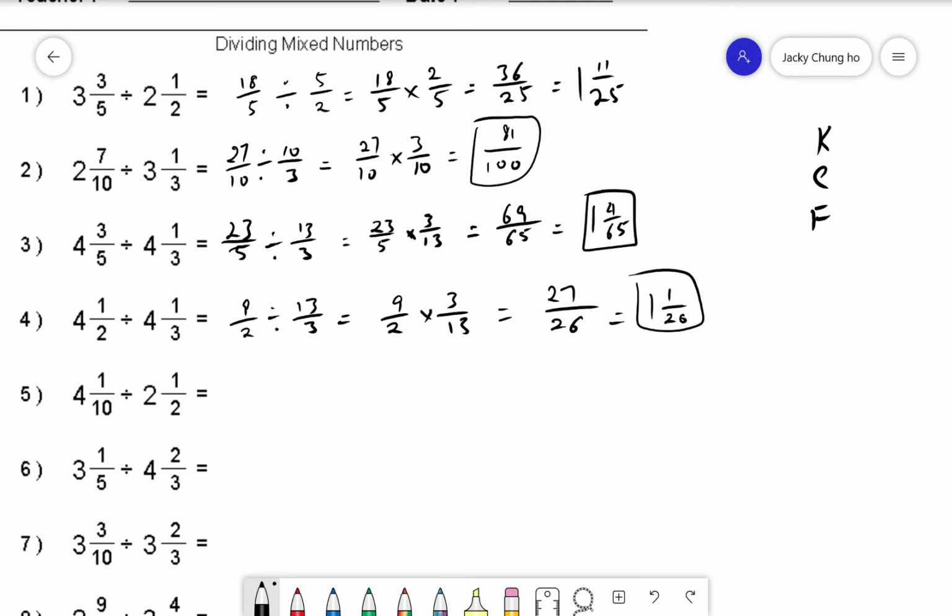Number 5, I have 4 and 1 over 10 divided by 2 and 1/2. So the first fraction will become 41 over 10 divided by the second fraction, which will be 5 over 2. That will be the same as keeping the first fraction, multiplying the reciprocal form of the second fraction, which will become 2 over 5. Now 2 and 10 can be reduced to 1 and 5. Now 41 times 1 will be 41, divided by 5 times 5, which is 25. That is the same as 1 and 16 over 25.